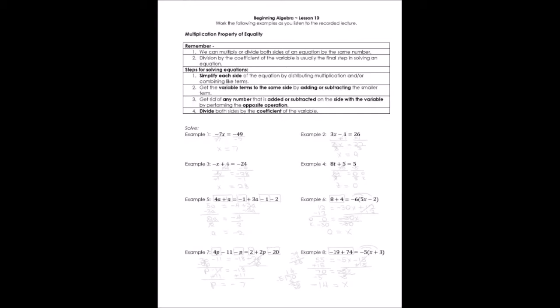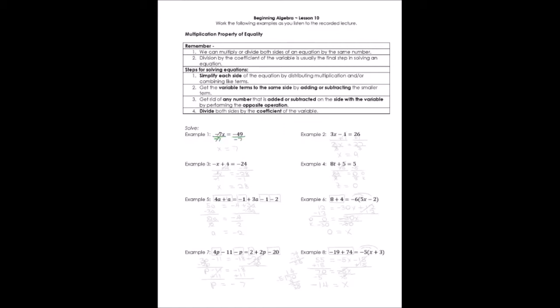All equations are different. Now, example 1, negative 7x equals negative 49. We don't have to simplify on both sides. It's already simplified. We don't have to get the variable terms to the same side because the variable is all on the left. We don't have to get rid of any number that's over there with the variable term. What we do have is to divide both sides by the coefficient of the variable. The coefficient of negative 7x is negative 7. So I'm going to divide both sides by negative 7.